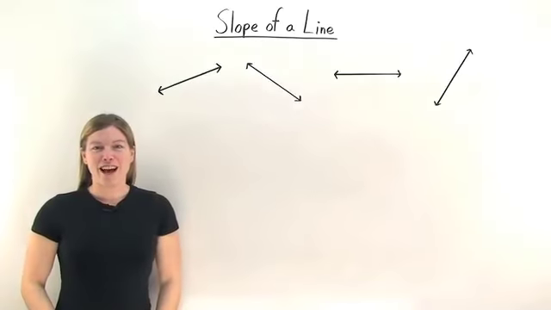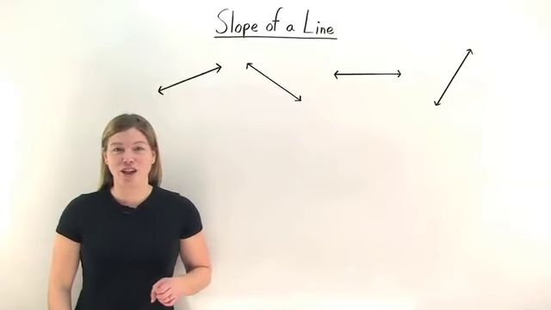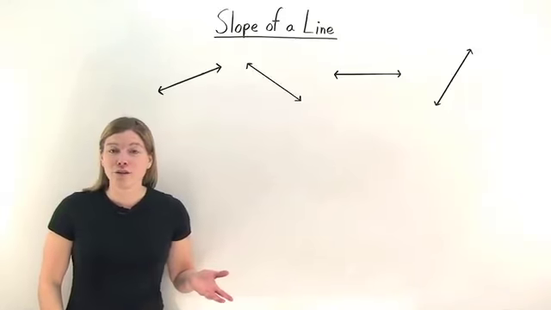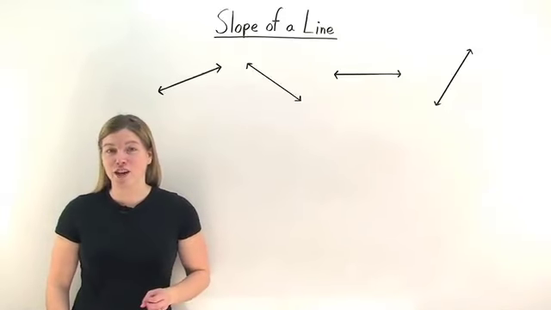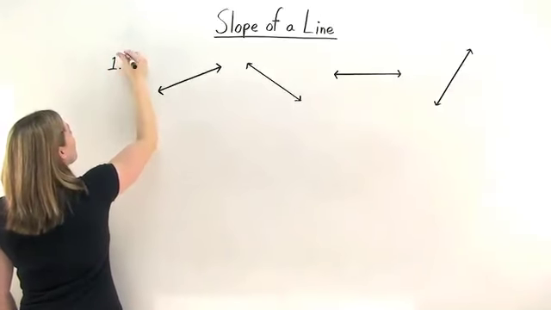What does the slope of a line mean? Lines can be used to represent all sorts of information. In math, we often use lines to show the rate that an amount is changing. Let's go ahead and explore that idea with these lines written on the board.